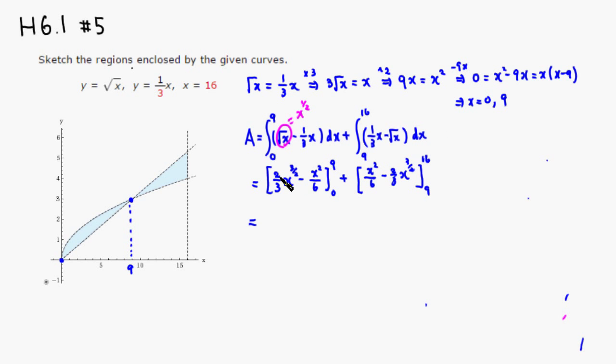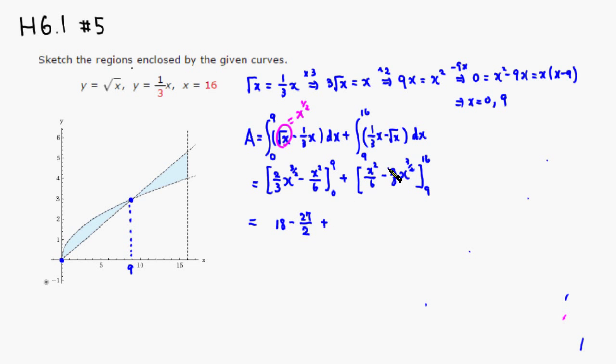Then if you plug in 9, the square root of 9 is 3, cubed is 27. Divided by 3 times 2, that would be 2 times 9, which is 18. Minus, plug in 9 here: 81 over 6, which is equal to 27 over 2. And if you plug in 0, it's all 0, so I'm not going to write that down.